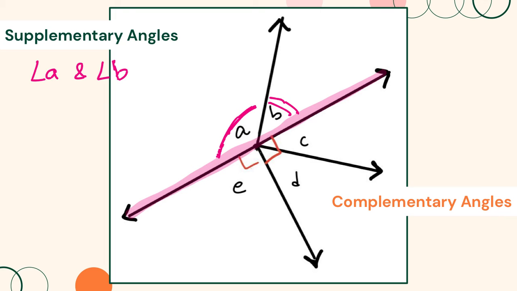Complementary angles are 2 angles that sum to 90 degrees. So in this case, I'm looking for a 90-degree angle that has 2 smaller angles that make it up. One of those can be C, and one of those can be D. So complementary angles would be angle C and angle D.